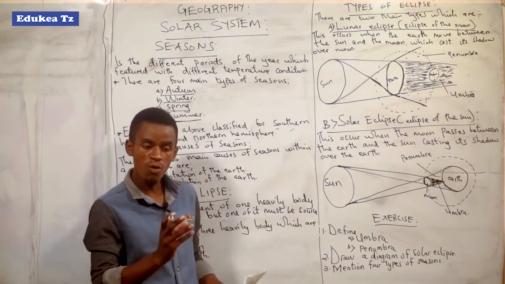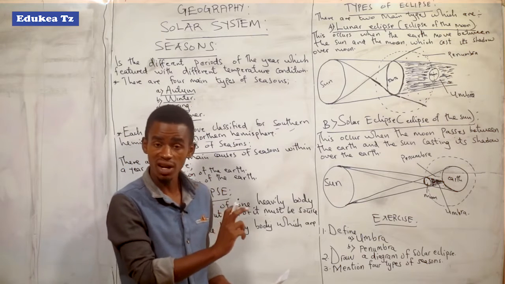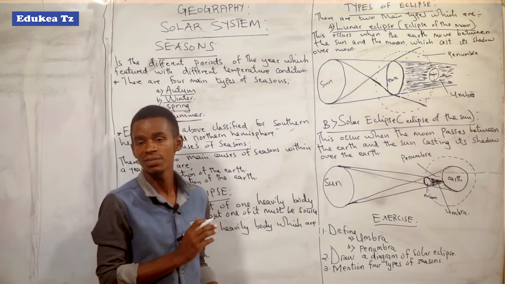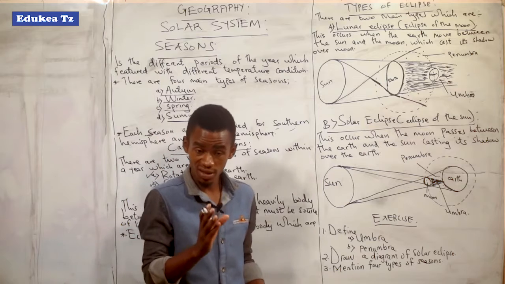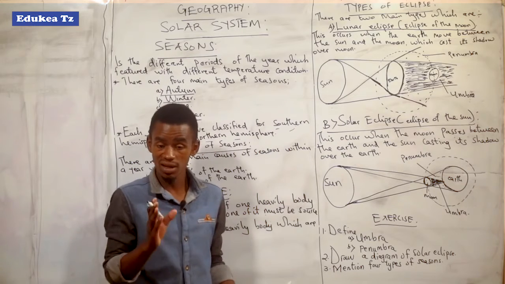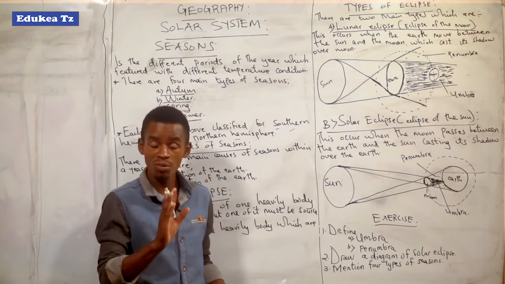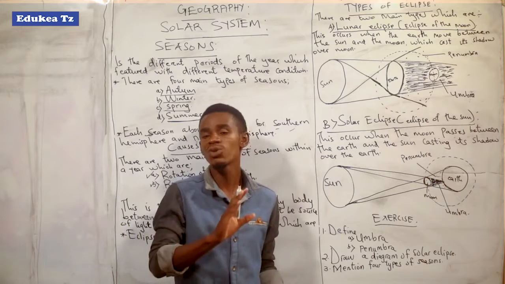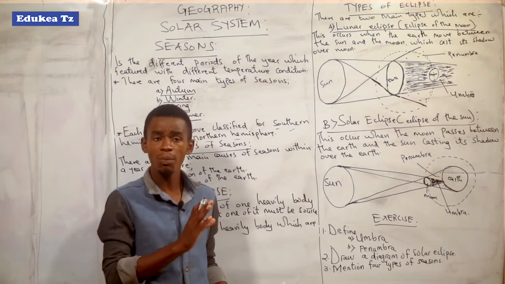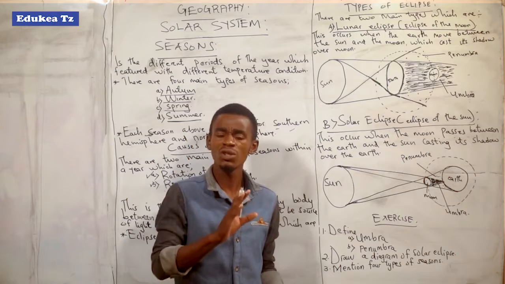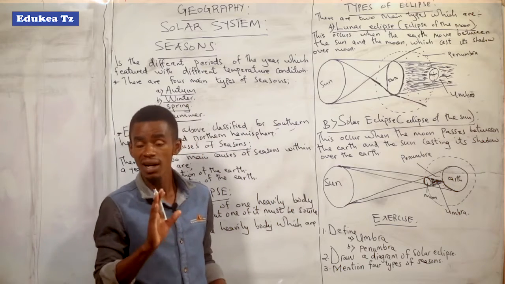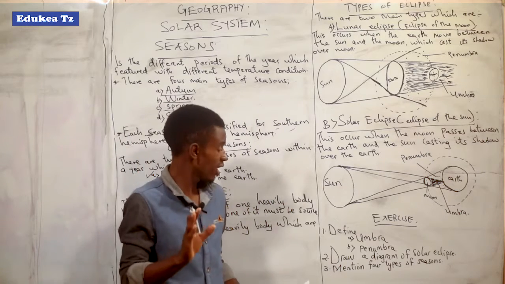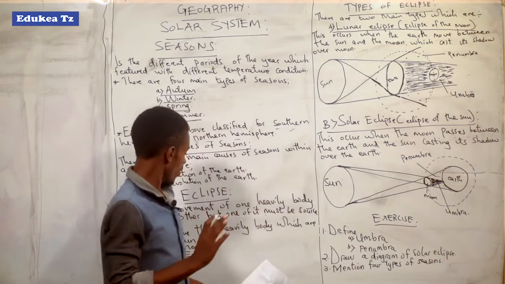When the moon moves between the earth and the sun, it can cause an eclipse. You can't say that the sun moves between the earth and the moon, that is not correct, because the sun is not moving from one point to another. It's not rotating, it's not revolving. It is at a stagnant point all the time. It's not in motion.